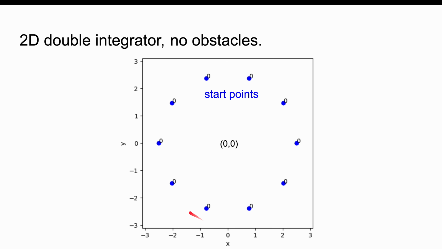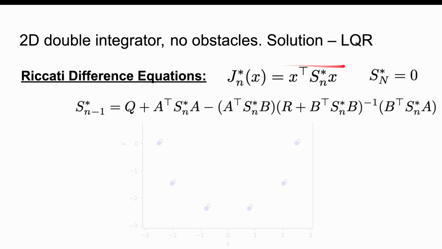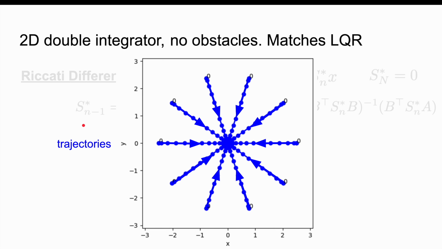My first example is a sanity check. A double integrator in 1D, no obstacles, goal is to get to 0. We know the solution here. It's LQR. Optimal cost to go is quadratic. It's given by the Riccati difference equations. And indeed, GCS as a policy exactly recovers the Riccati equations. I'm plotting trajectory realizations here. Nothing amazing, but a good sanity check.